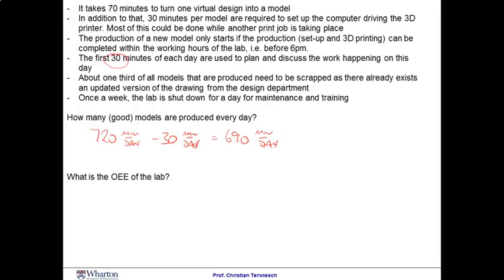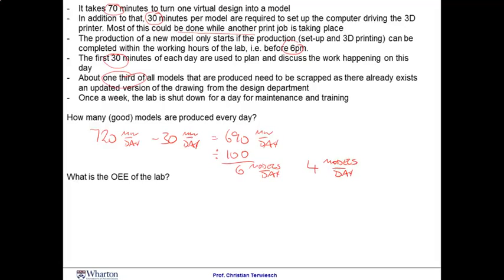If we ask ourselves how long it takes to produce one model, we have to go through 70 minutes of production plus 30 minutes of setup. So if you take 690 minutes divided by 100 minutes per model, and remember here that you can only start a new job if you're going to finish it before 6 p.m., you see that you're going to get 6 models per day. Finally, of those 6 models, one third, i.e. 2, need to be scrapped, and thus it leaves you with 4 good models per day.